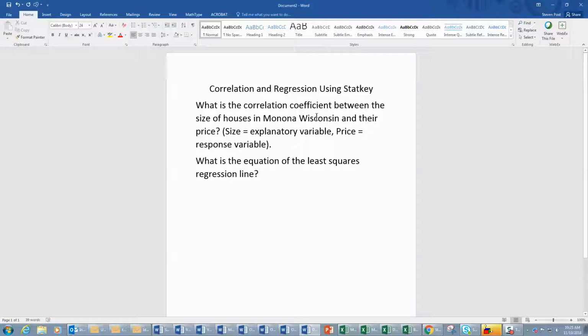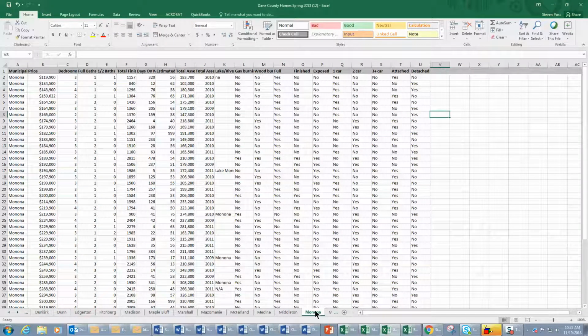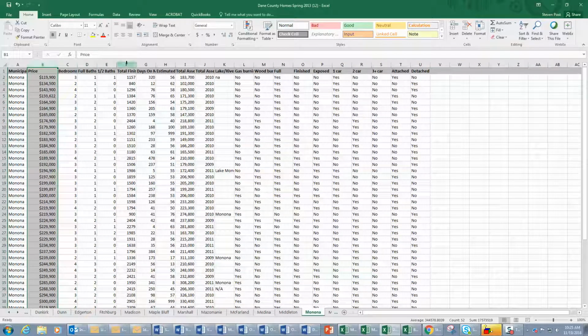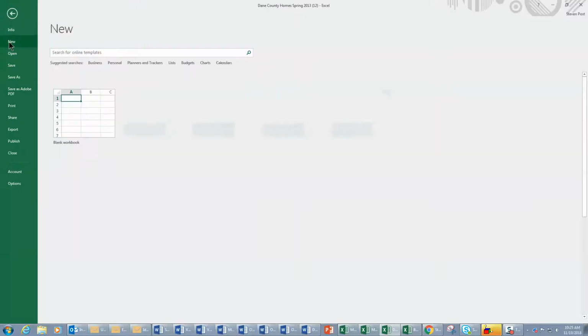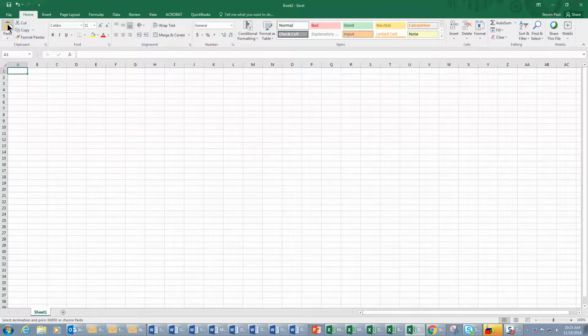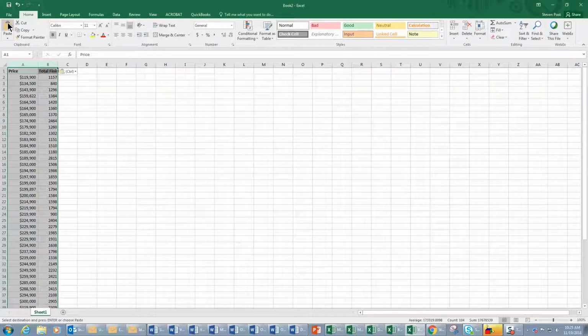So we're looking at Winona, Wisconsin, and the relationship between size and price. By size, I mean how many square feet the house has, finished square feet. Okay, so we go to Dane County Homes data, and we go to the sheet for Winona, and column B has the price, and column F has the size, so I'll copy that, and I'm going to put them into their own spreadsheet, so they'll be side by side with each other, which is where we need them for Statkey.